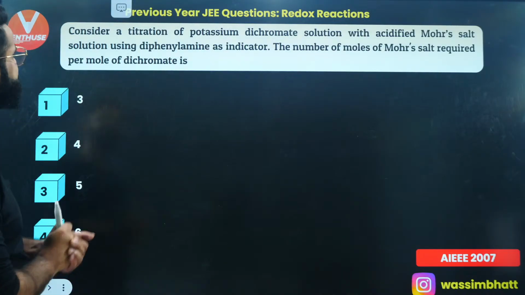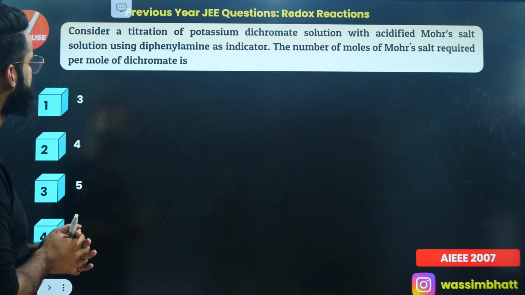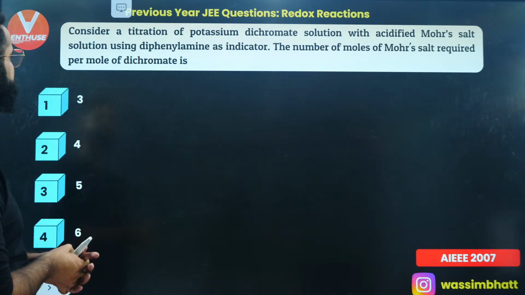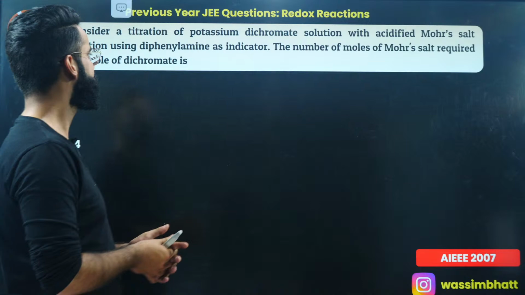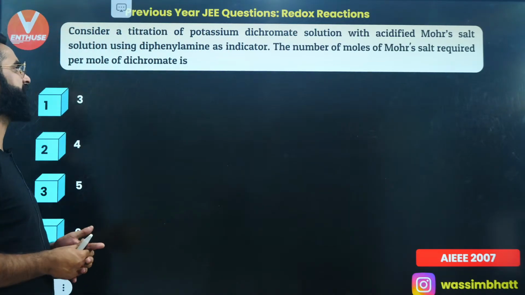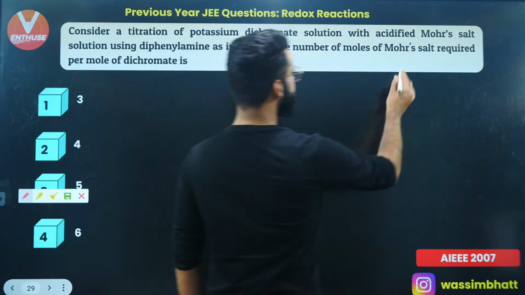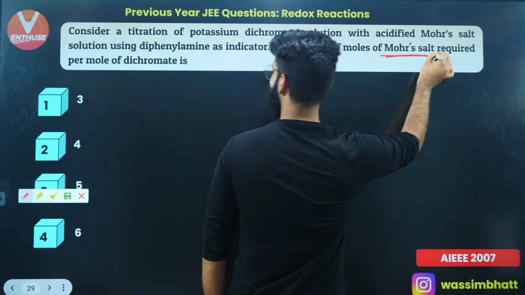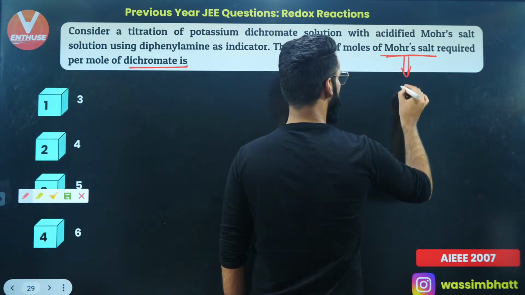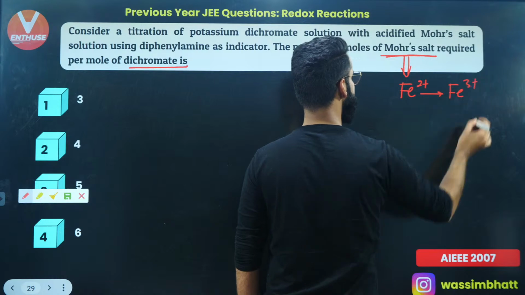AIEEE 2007. Consider a titration of potassium dichromate with acidified Mohr salt, using diphenylamine as indicator. The number of moles of Mohr salt required per mole of dichromate ion? Remember one thing: in Mohr salt, in presence of dichromate, only Fe2+ gets converted into Fe3+. So what is the n factor of Mohr salt?